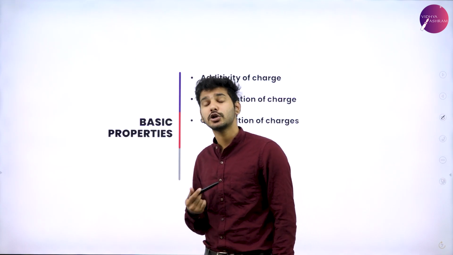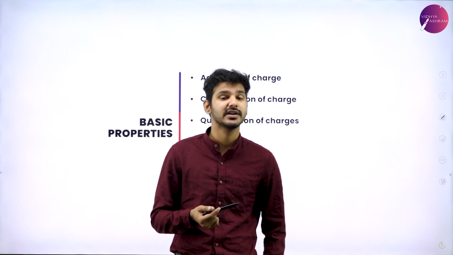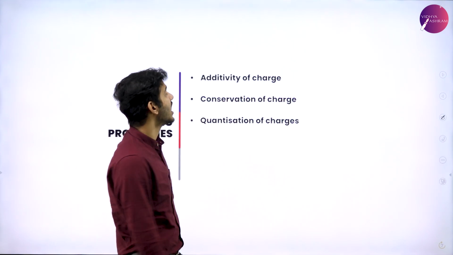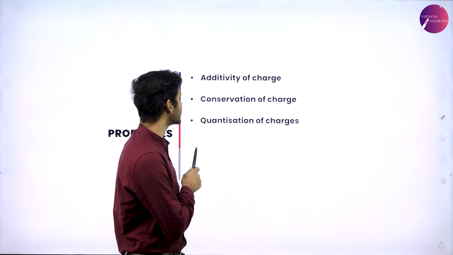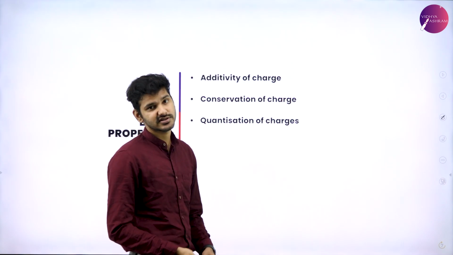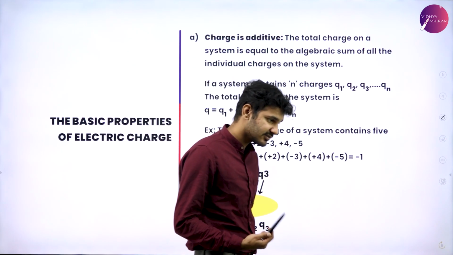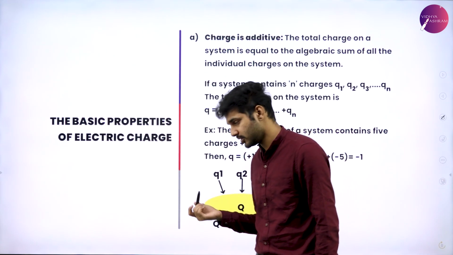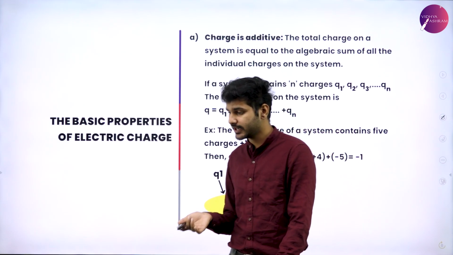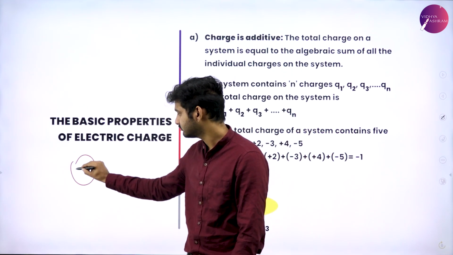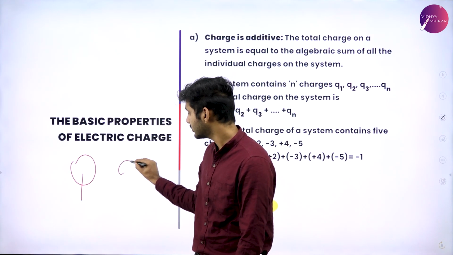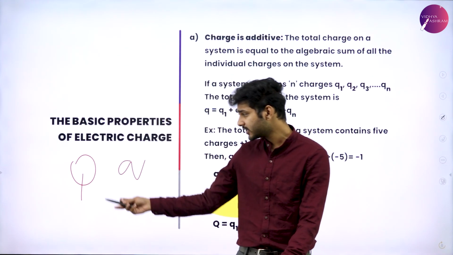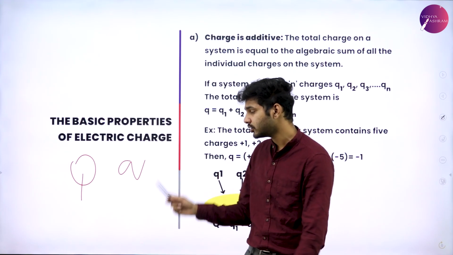What are the things we need to know about them? This will be discussed right now. That is the basic properties of charges: additivity of charges, conservation of charges, and quantization of charges. So if you have a system of charges, let's say there are many charges in a sphere. Charges are denoted by the letter Q, either capital Q or small q, depending on how you want to choose it. It's completely fine. Generally, charges are represented by the letter Q.